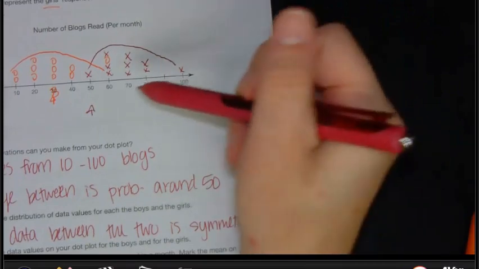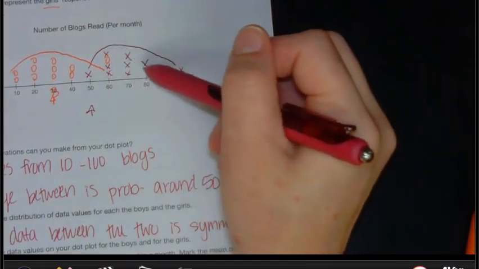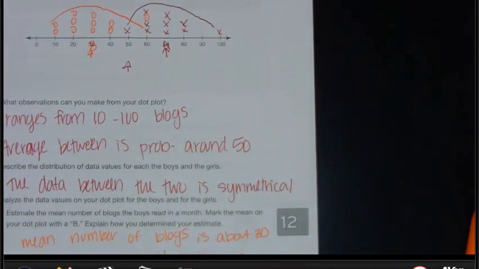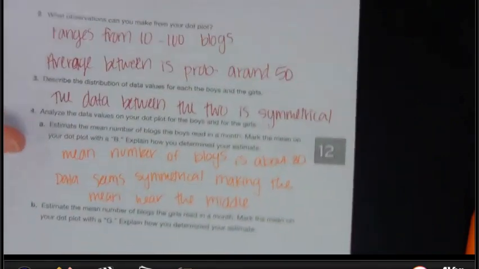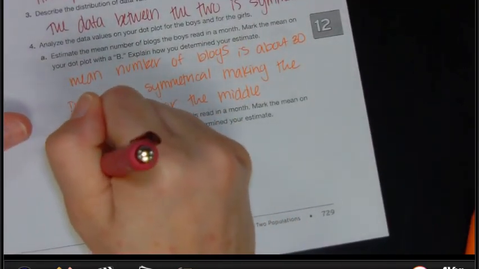Okay, now let's take a look at the girls. If I look over here at the girls, I've got 3, 3, 2, 2, and 1. So it looks like the girls' mean is probably somewhere around in here at the 70s. This one is symmetrical as well, so it's probably somewhere around the middle, in the 70s.